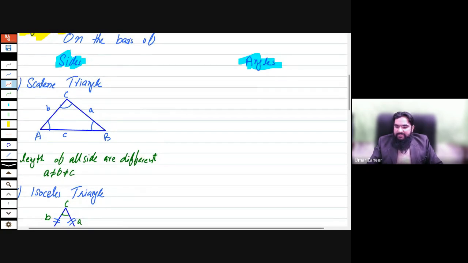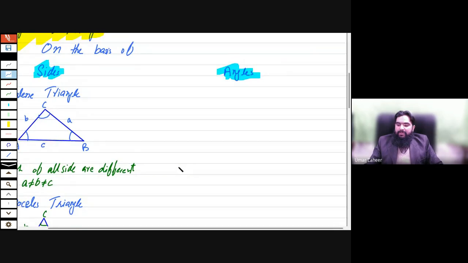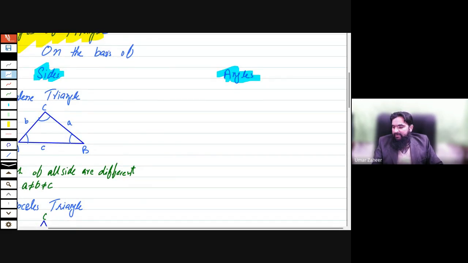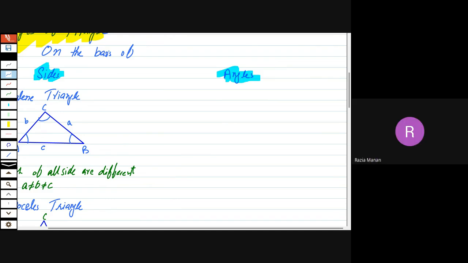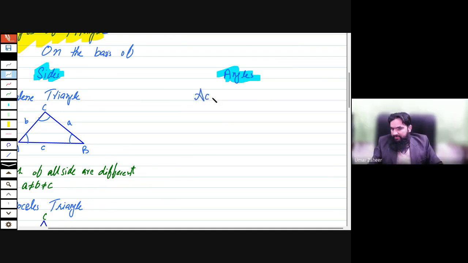Now let's discuss the types of triangle on the basis of their angles. Yes, anyone, tell me what is the first one? Acute angle. The first one is the acute angle triangle.